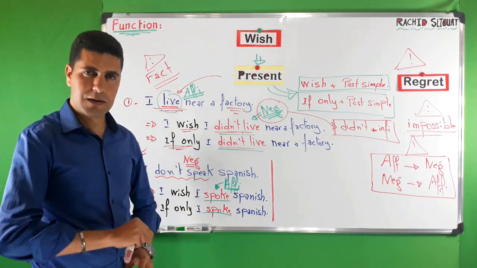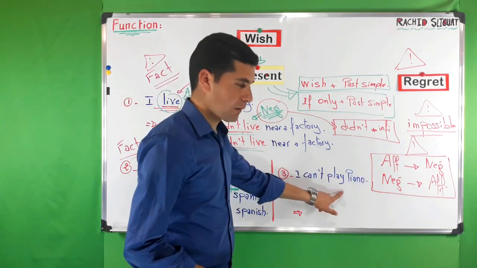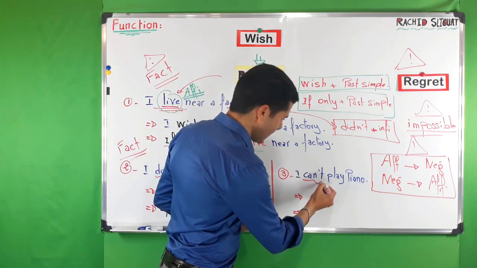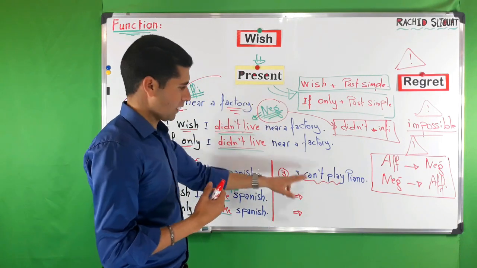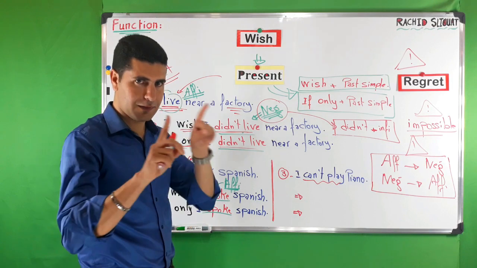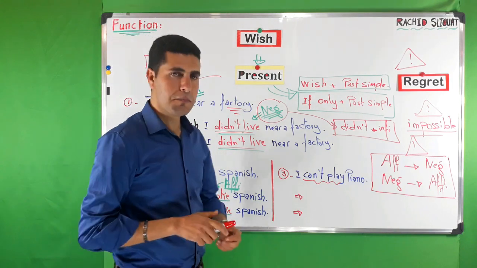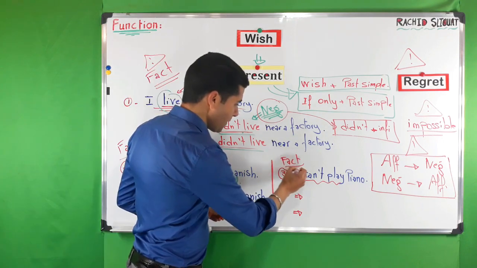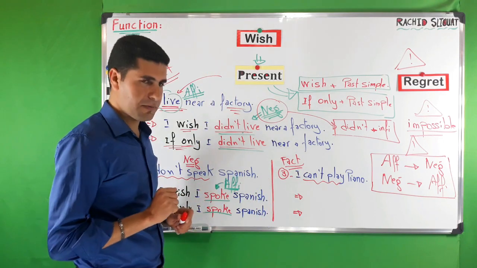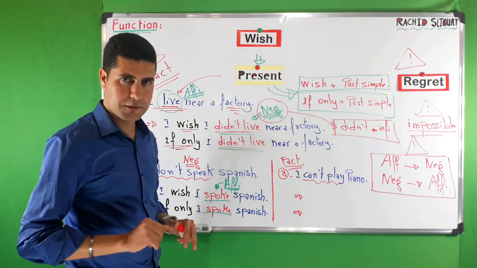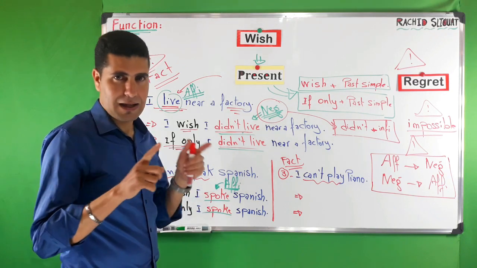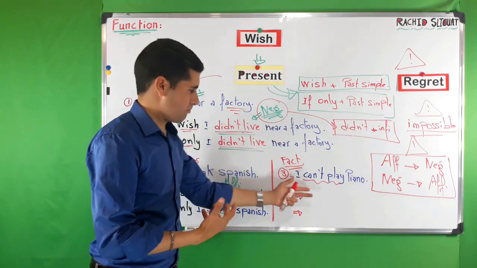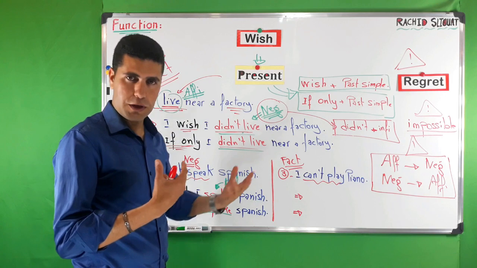Alright, now let's take example number 3. I can't play piano, okay? I can't play piano. So I can't play has to do with, okay, present, okay? This has to do with present. So in present, I can't play piano, okay? I can't play piano. So this is actually a fact, okay? Is a fact. If I get to play piano and I don't know how to play it, is it good? Is it good for me? It's not good. So I can express a regret about not being able to play piano or a wish.